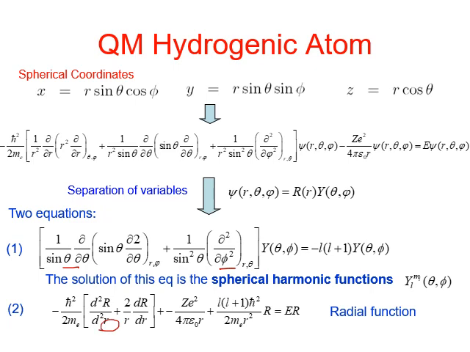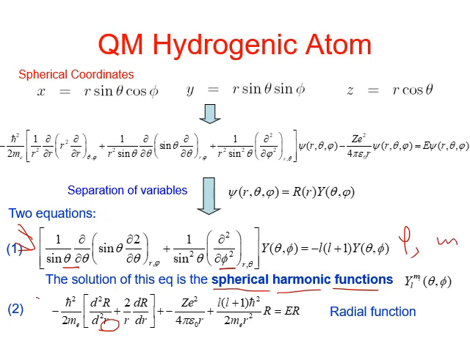It turns out that the first equation resembles the Schrödinger equation for diatomic rotation, and the solution of this equation is the spherical harmonic function that we already solved. And the equation contains 2 quantum numbers, the angular momentum quantum number l and the magnetic quantum number m.